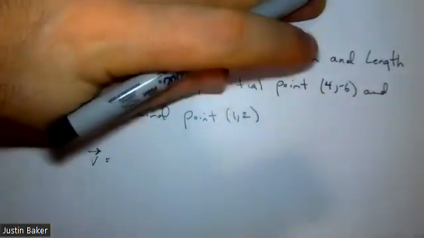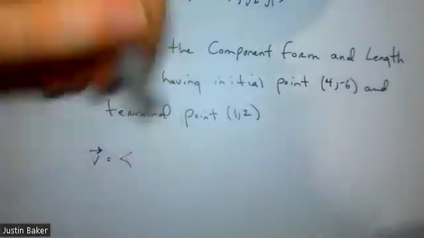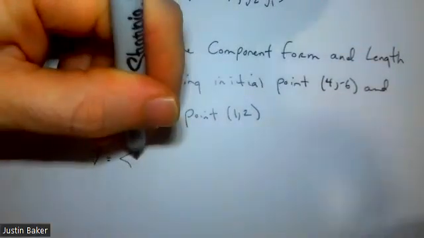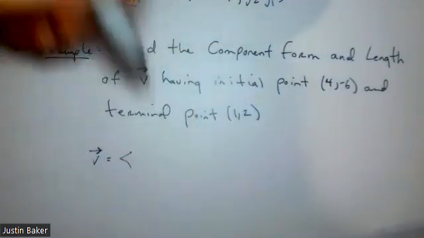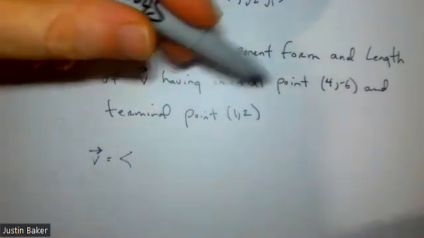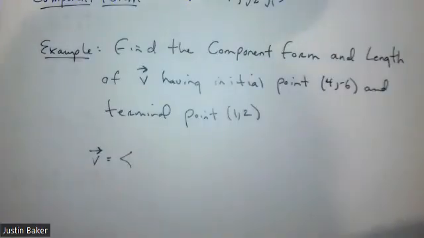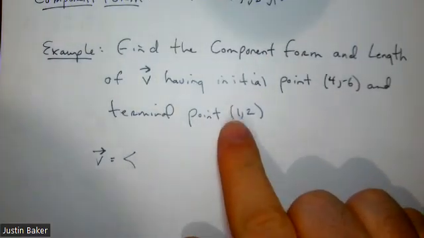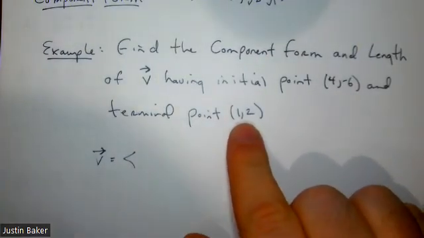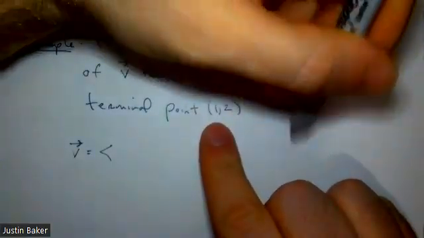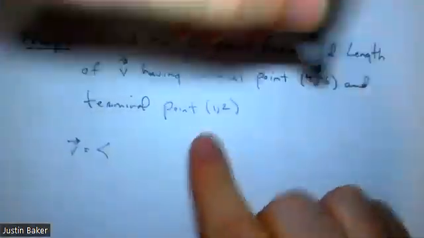So we're going to say that vector v is equal to the subtraction of the x's. Depending which one of these we call this, it's x2 minus x1. So when we look at this, which one's which? The terminal point is this one.